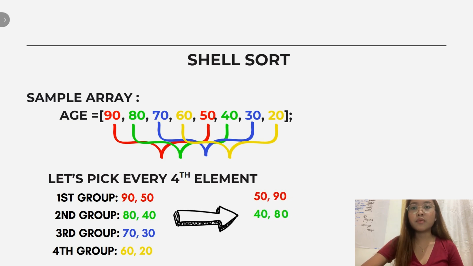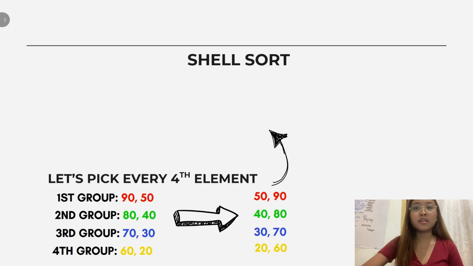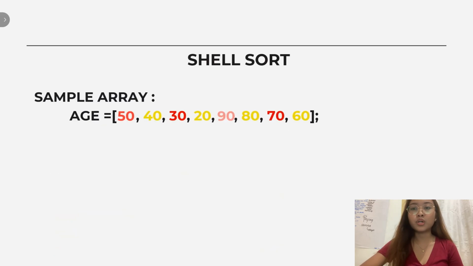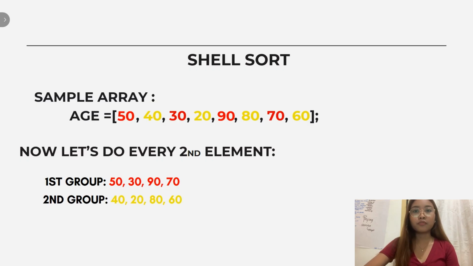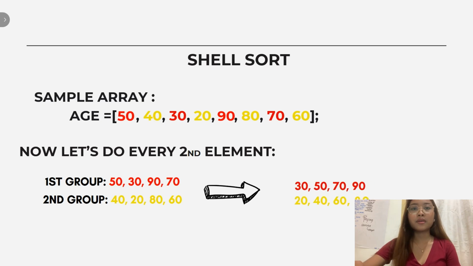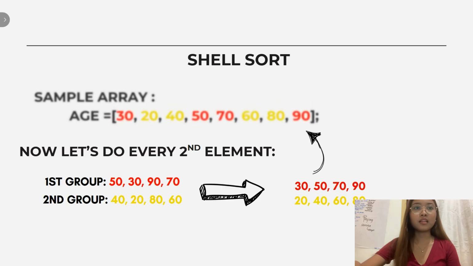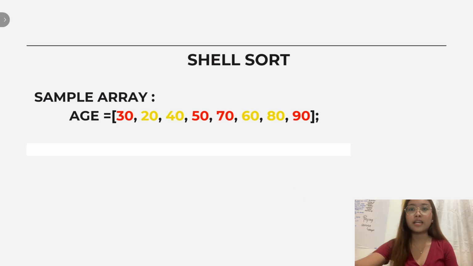This greatly reduces the number of movements needed later when you reduce the gap and do a final insertion sort pass. So after that, our array becomes like this. Now we reduce the gap to 2, which means we compare and sort every second element. Groups are formed like this. First group: 50, 30, 90, and 70. Second group: 40, 20, 80, and 60. Now the updated array becomes 30, 20, 40, 50, 70, 60, 80, and 90.